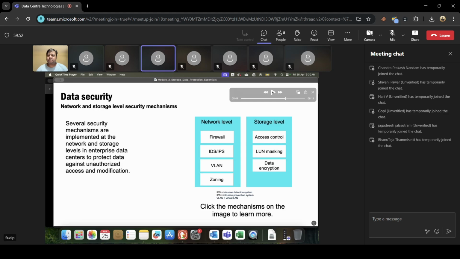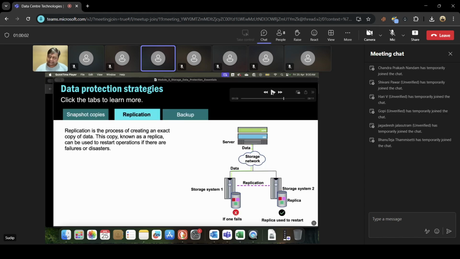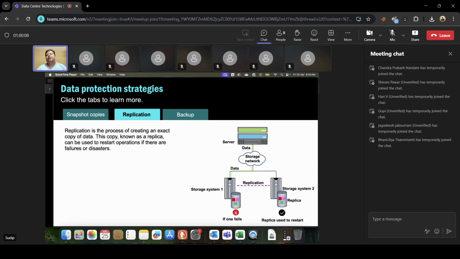Sir, I have one doubt. Yes. So, the standby server which we are talking about, can we do the replication on intervals? Yes, we can do. So replication has different modes. There is synchronous replication and there is asynchronous replication also.